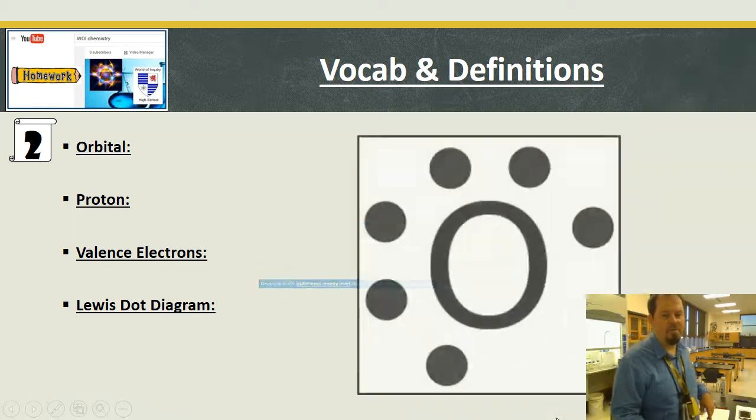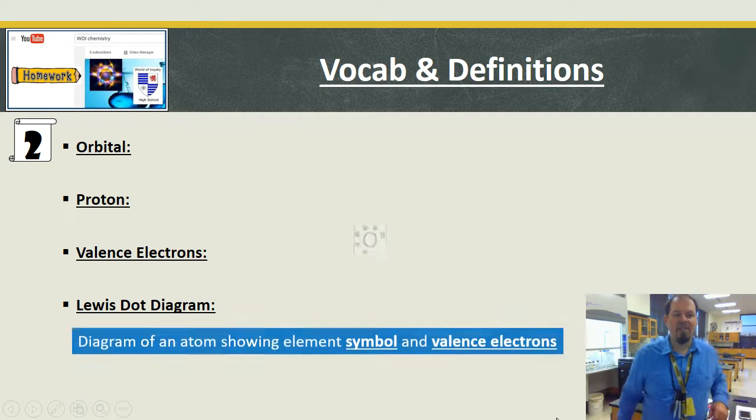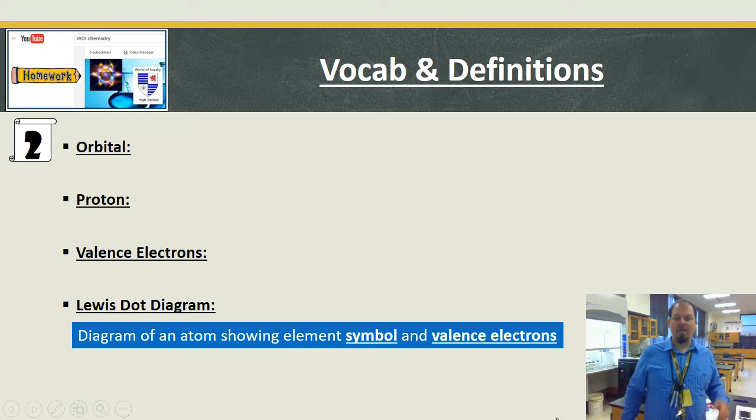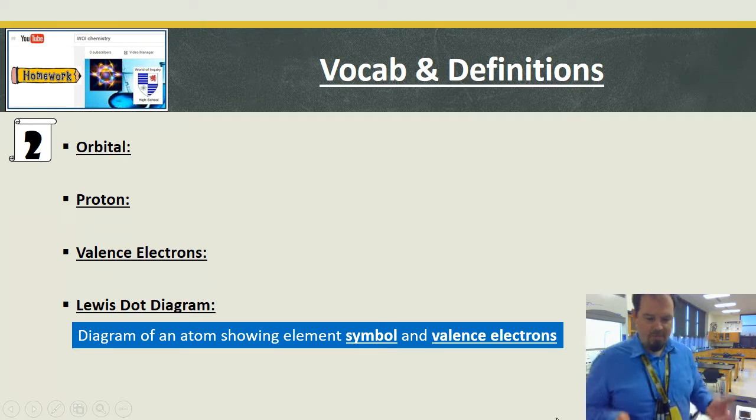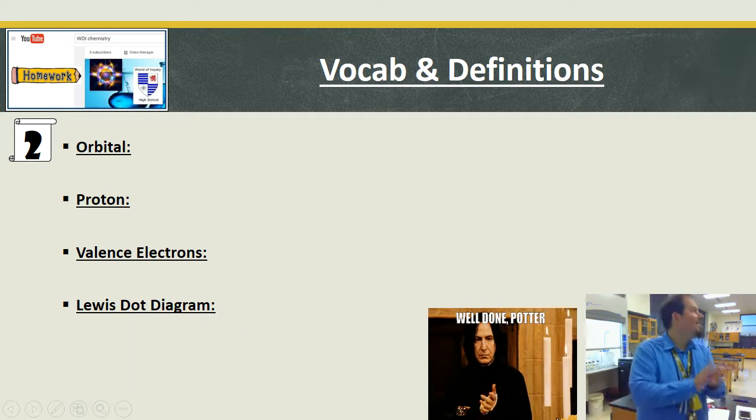Next one here, Lewis dots. This is a particular example of a Lewis dot for oxygen. And this is a diagram showing the element symbol and its number of valence electrons. I will teach you how to populate. There's a rule for how to put the electrons around the outside.